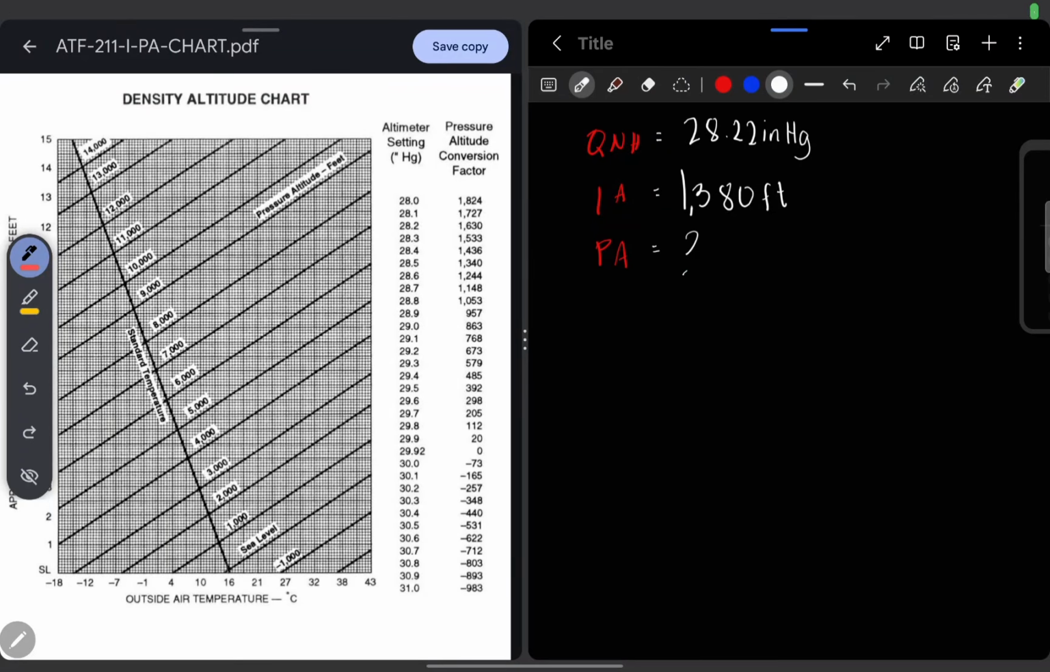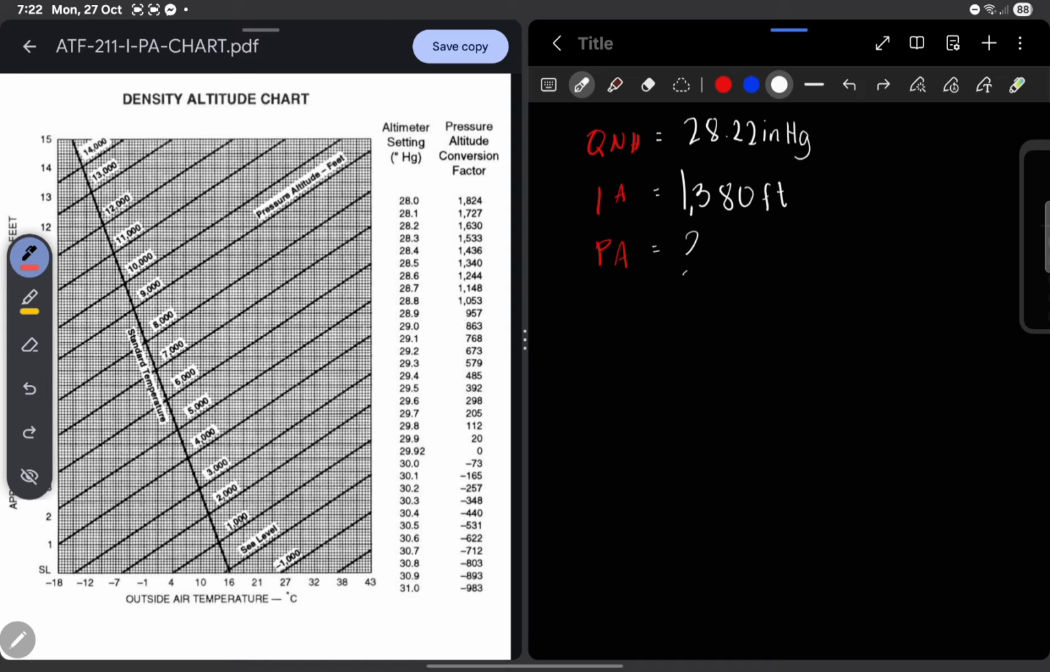Hello fellow aviators. Tonight our lesson for this session will be the density altitude chart. So what we have here is our altimeter setting and our indicated altitude correction. And we will be looking for our pressure altitude using these values.